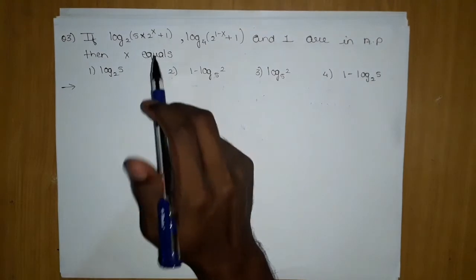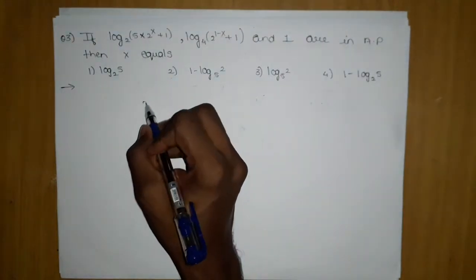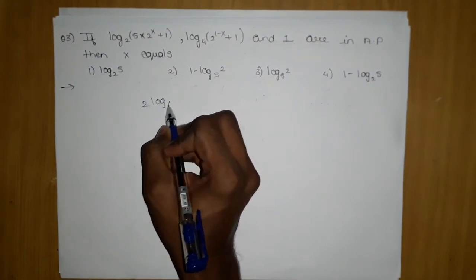It is multiplication. Okay, so it is telling log base 2 of (5 into 2 to the power x plus 1), log base 4 of (2 to the power 1 minus x plus 1), and 1 are in AP, then x is equals to... Okay, so let's apply the basic property and let's see can we get something.